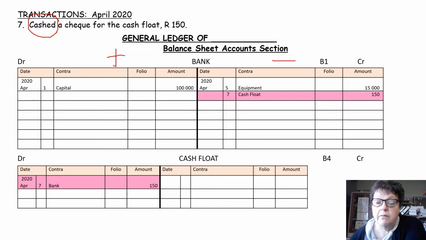This is now on the credit side because we are spending money. You do not need to write the 2020 in April again. We know it's still April. This time on the 7th, we are spending 150 Rand. If we spend money, money in the bank will decrease. On what are we spending? On the cash float.